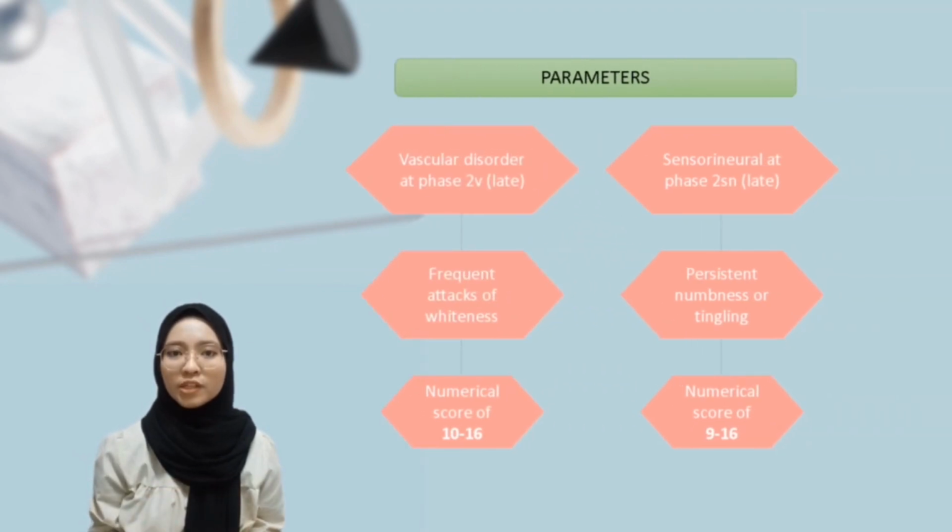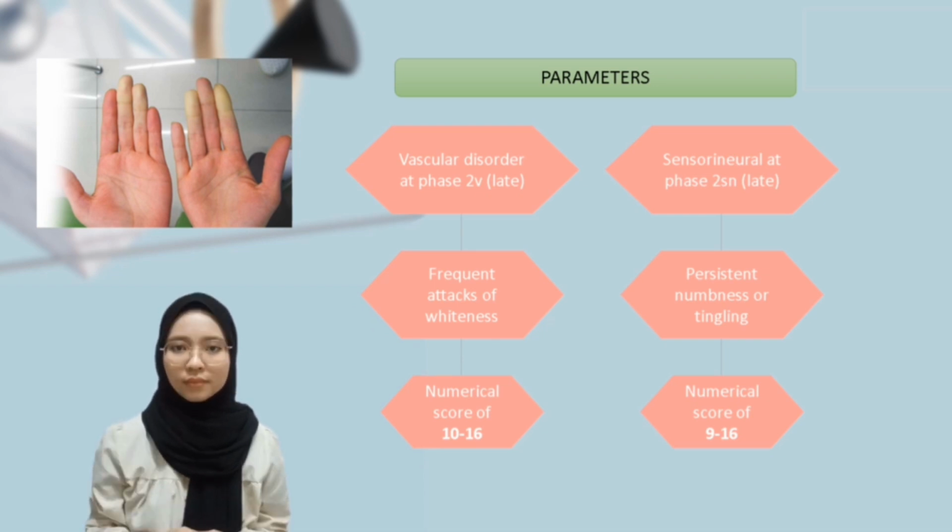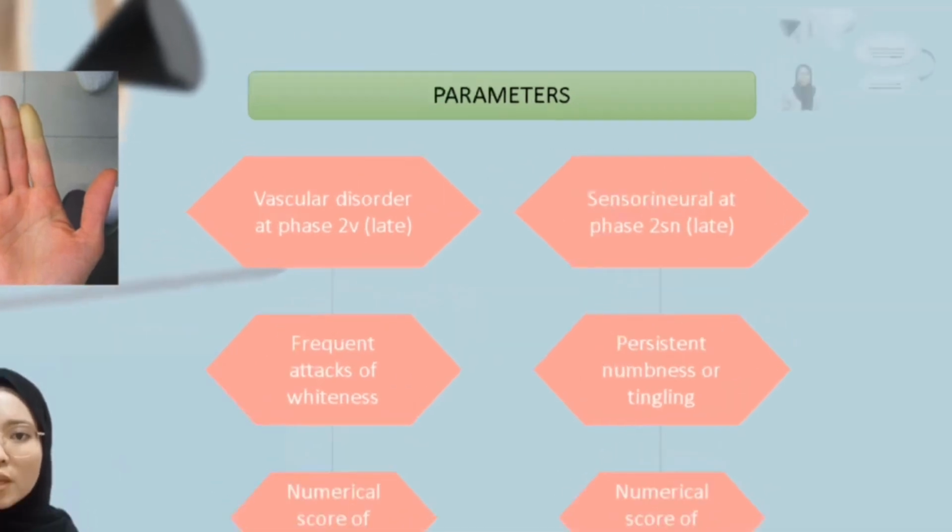The most prevalent symptom among workers that utilize handheld vibrating instruments is vibration-induced white finger, VWF, or simply called whiteness. When the hands are exposed to the cold, the symptoms of VWF could be worsened, whereas sensory neural stage 2SN depicts persistent loss of sensation, namely numbness or tingling, and also reduced sensory abilities. The numerical score was between 9 to 16.